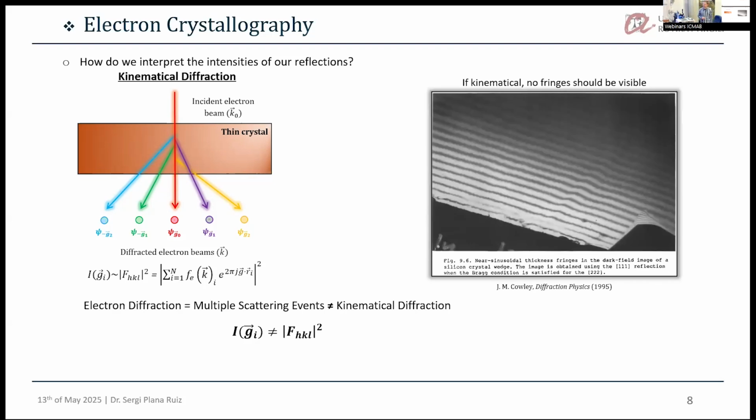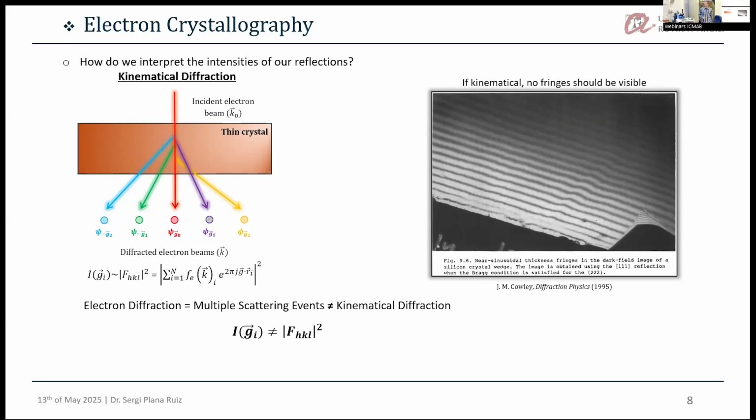Yes, it's not forbidden to show images in a crystallographic talk. So here we have a wedge sample of silicon. If it were kinematical, there would not be fringes. But because of these multiple scattering events, we see fringes. So we can see directly that the complexity of how to interpret the intensities is a bit higher.